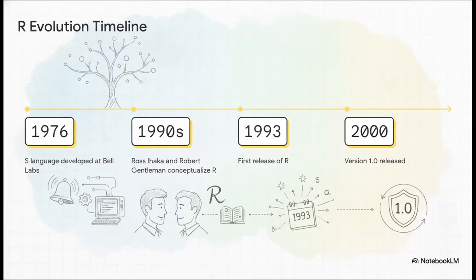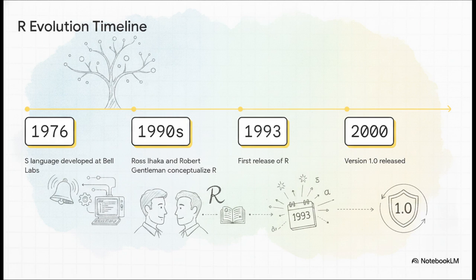Let's walk through this timeline really quick, because the history here is actually fascinating. It all kicks off back in 1976 at Bell Labs. And for those who might not know, Bell Labs is basically the legendary home of modern computing. It's the same place that gave us Unix and the C programming language. So while there, they developed a statistical language called S. The philosophy behind it was great, but S was proprietary. That meant you had to pay a pretty hefty license fee just to use it.